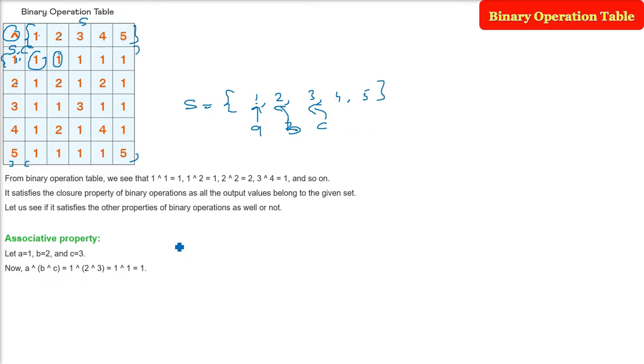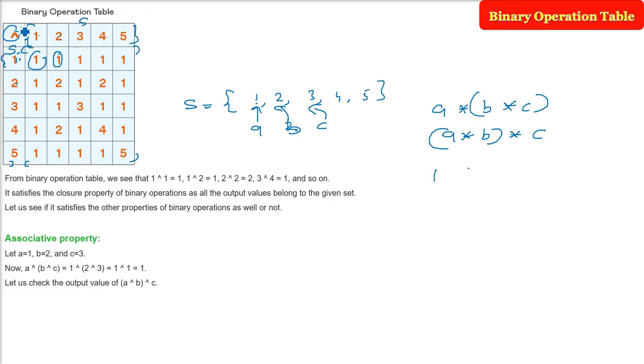That is, when we associate, say, A operation B operation C, first we do B operation C and the resultant with A, or we do A star B star C, first we do A star B, and then the resultant will be operated with C. So we are taking the values now, 1 cap, 2 cap, 3. So 1 cap, 2 cap, 3 is going to give you what?